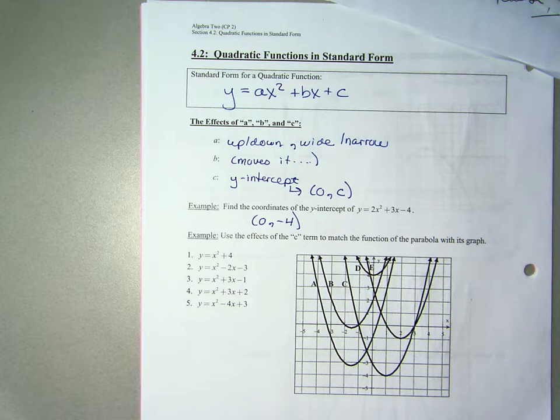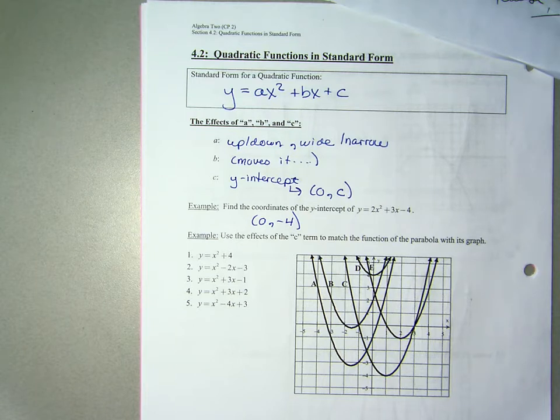So vertex form is really nice because you can look at the formula. We should have our notes up, by the way. Vertex form is really easy because you can look at it and you can know the vertex right away. What's nice about standard form is you can look at this and without any calculations, you know what the coordinates of the y-intercept are going to be.